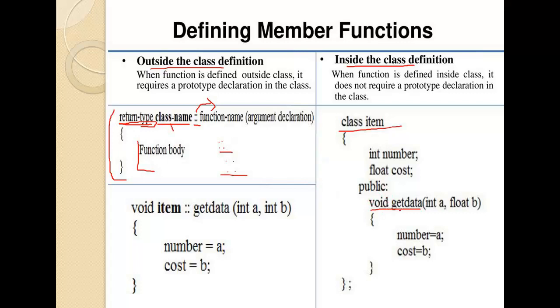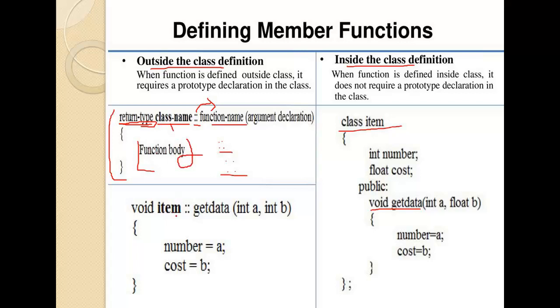So if I want to define the get data function, then use the return type I have declared for the get data function, space. What is the class name? If the class name is item, keep the class name, scope resolution operator and the function name. The function name is get data and in the argument declaration int a comma float b, right? Inside this we can give the function body. This is the usual procedure of how we define a function, right?